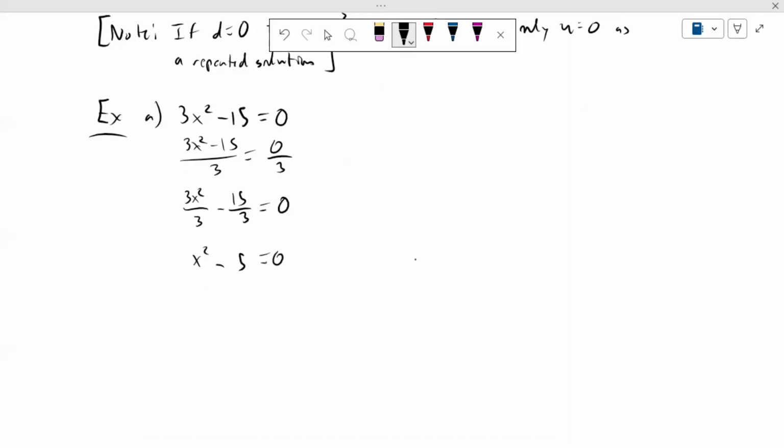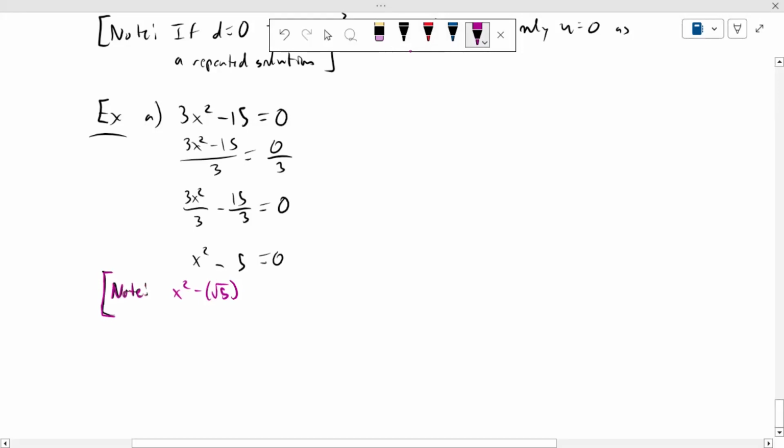Now, just a quick note here. This is really a difference of squares. Maybe I'll put this in purple so that we know this is not part of the solution I'm trying to do here. This is the same thing as x squared minus the square root of 5 squared is equal to 0. So we could solve it using our difference of squares formula if we wanted to. This factors as x minus the square root of 5 times x plus the square root of 5 equals 0, so we would get that x equals square root of 5 and x equals negative square root of 5 as our solutions. We could have done it that way, but I'm trying to use the square root property instead.